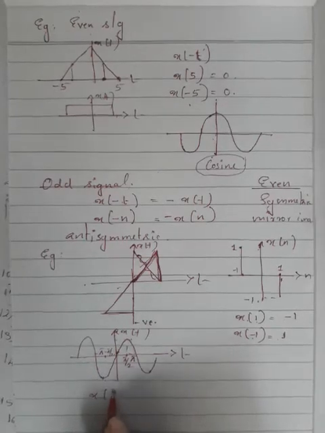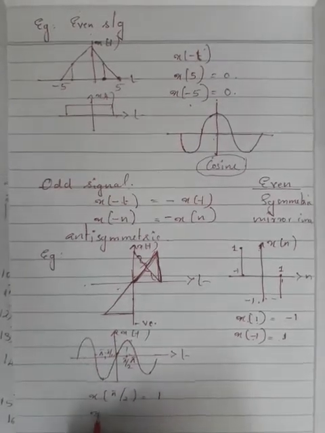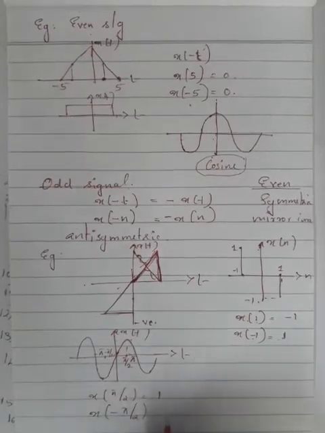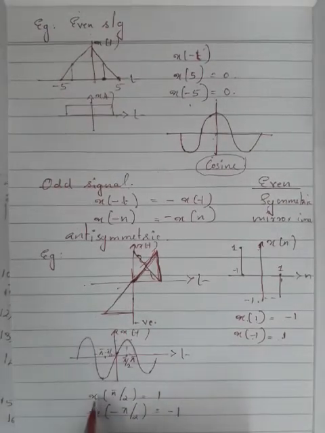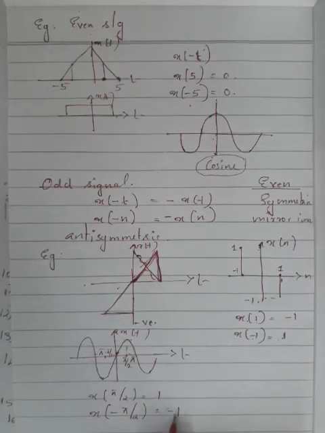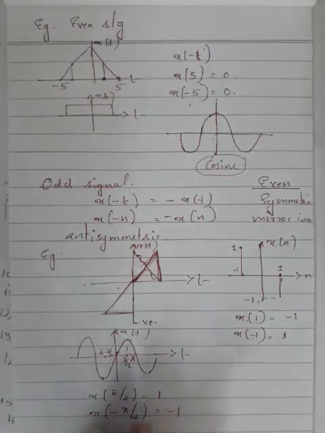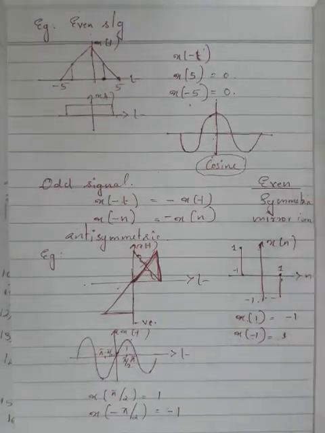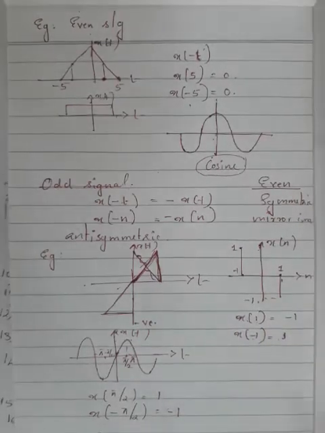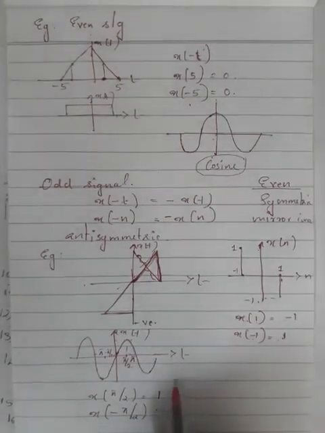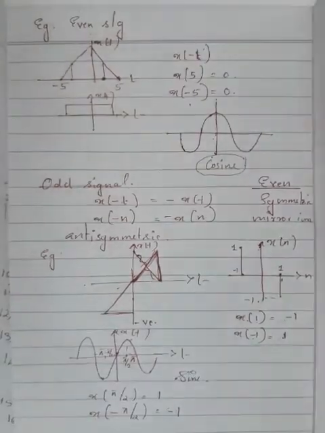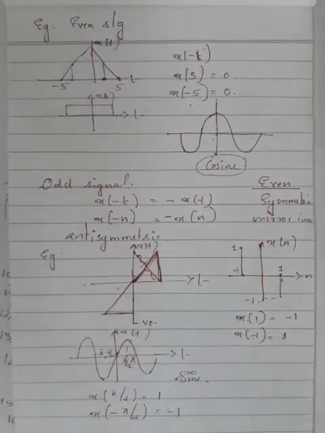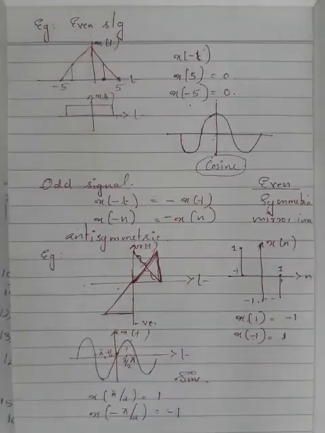That is, x of pi by 2 is equal to 1 and x of minus pi by 2 is equal to minus 1. That is, if we find x of minus t, it is minus of x of t. Then we can say that it is an odd signal. So as we said, an example of an even signal is the cosine signal and an example of an odd signal is the sine signal.